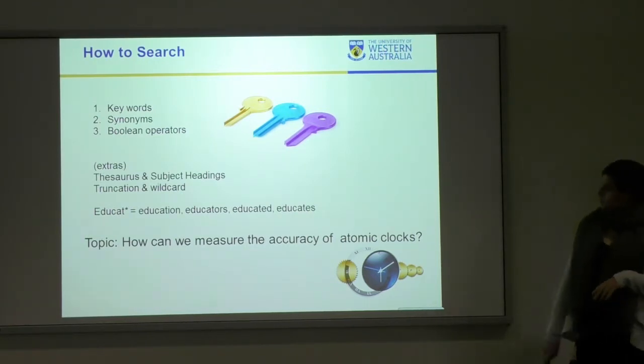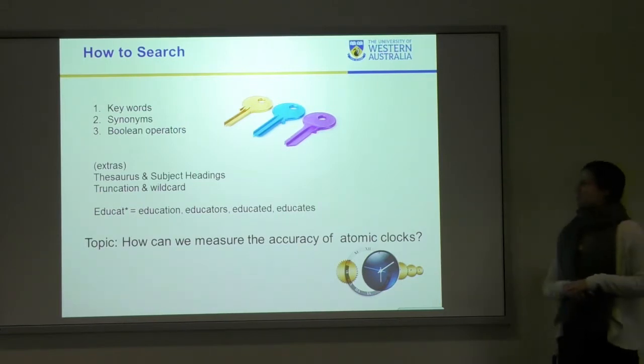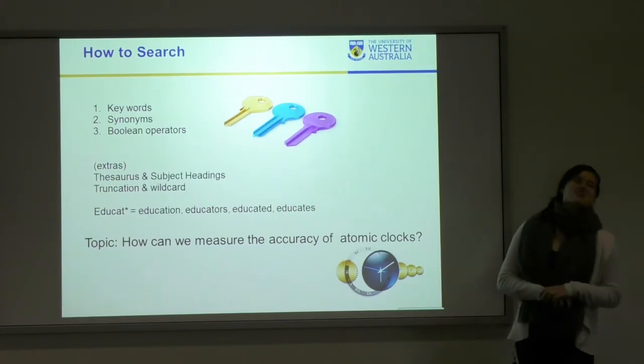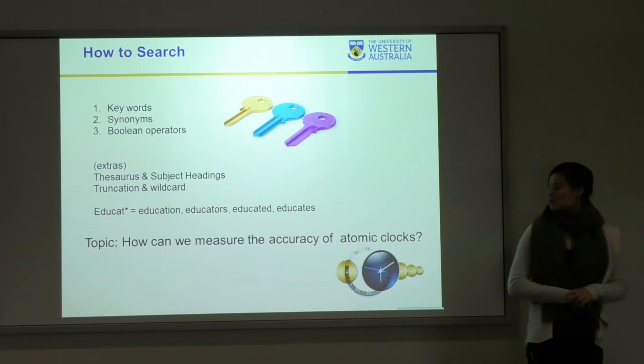Okay, so if we were going to search for the topic, how can we measure the accuracy of atomic clocks? And please forgive me if this topic doesn't seem very particularly good to you. I stopped doing physics in year 10 in high school. So I'm not the expert on physics here, I'm the expert on searching, so please forgive me for the topic.